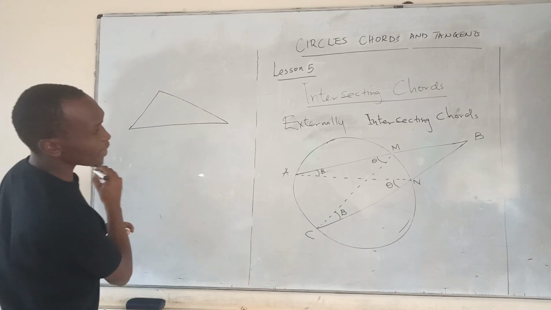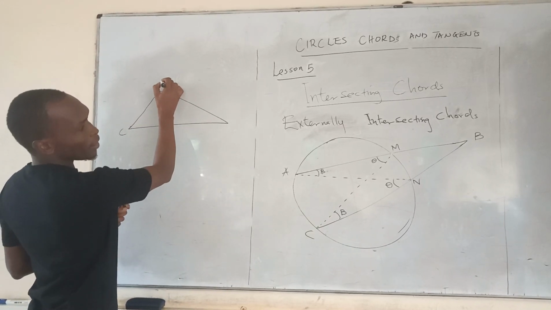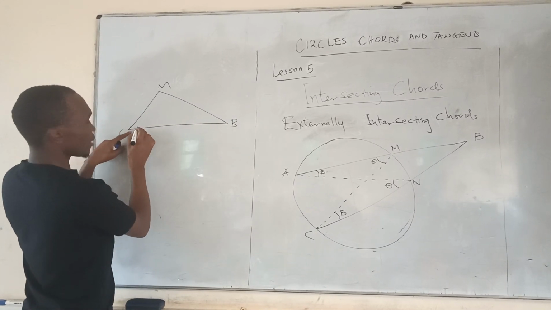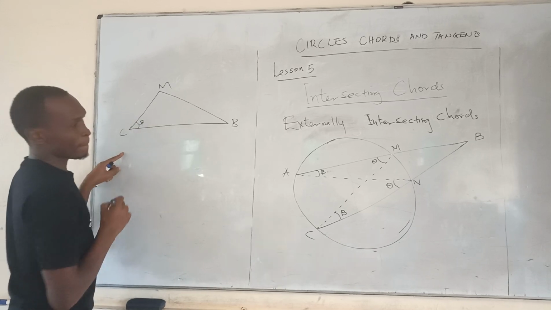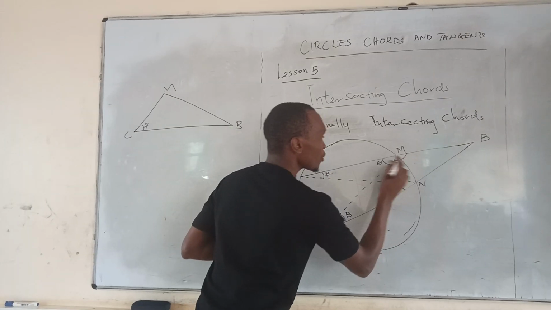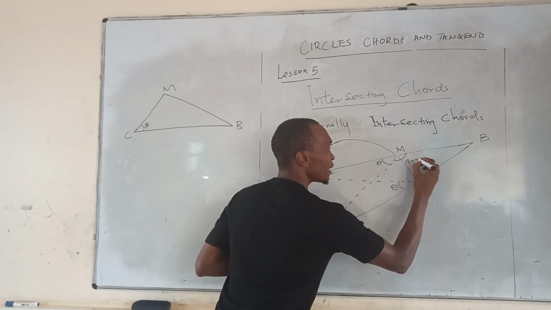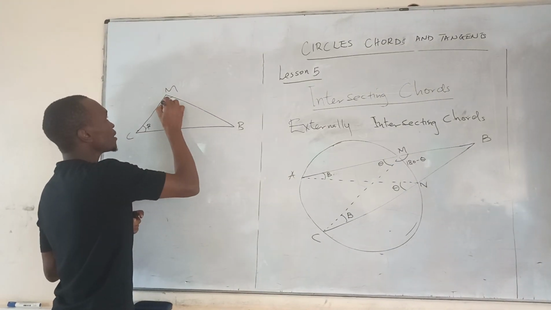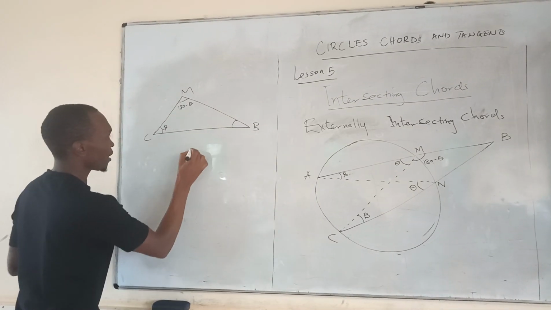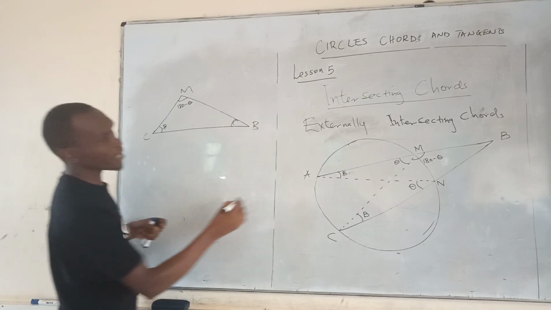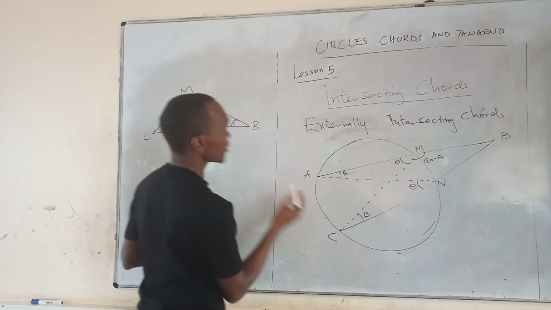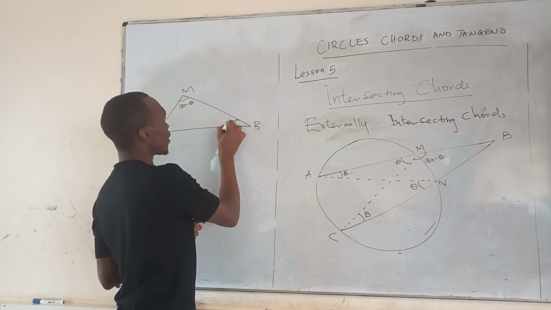So the first triangle I will extract is triangle CMB, where C is beta, and I also have this angle here. Because this is a straight line, this is 180 minus theta. So this angle here is 180 minus theta. Then MBC is a common angle. So let me call this angle alpha.